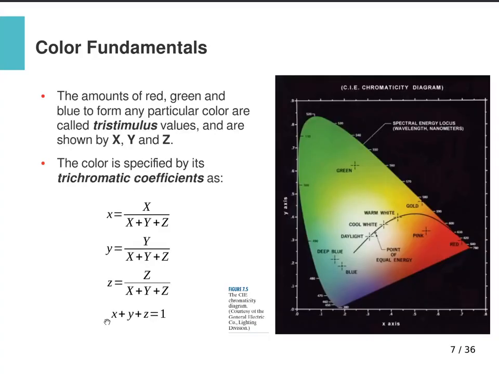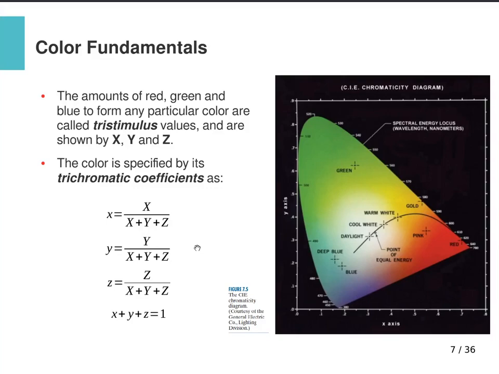So the amounts of red, green, and blue needed to form any particular color are called a tri-stimulus set of values, and are shown by X, Y, and Z. Any color is specified by its trichromatic coefficients, which are lowercase x, lowercase y, and lowercase z. They all add up to 1, and each one is defined by the ratio of one of the tri-stimulus values to the sum of all of them.